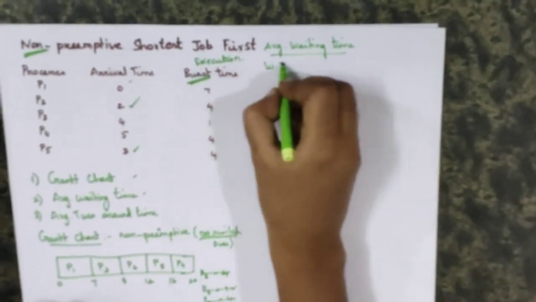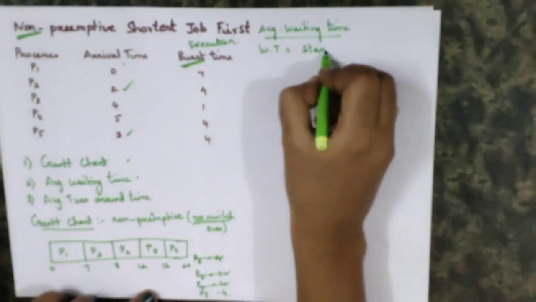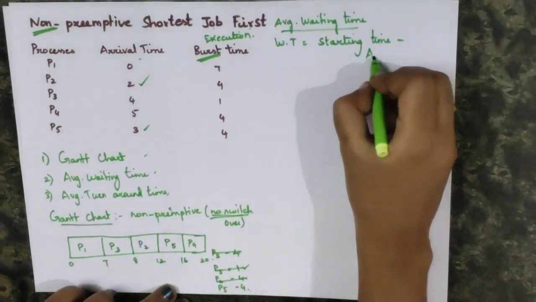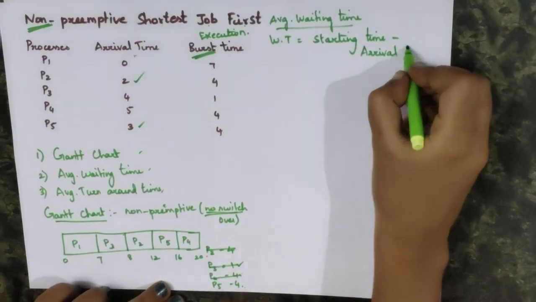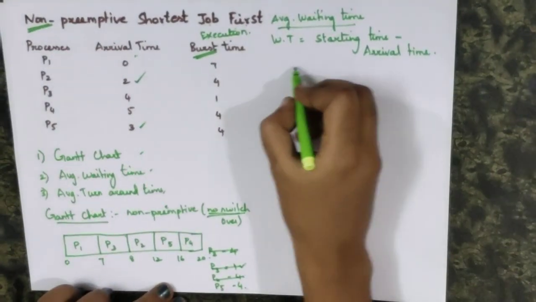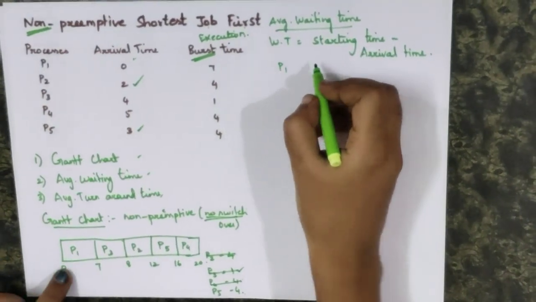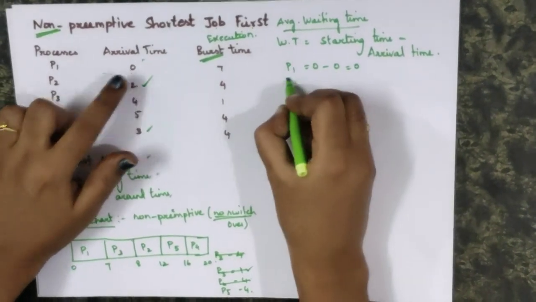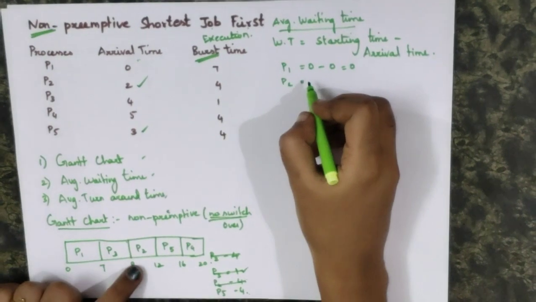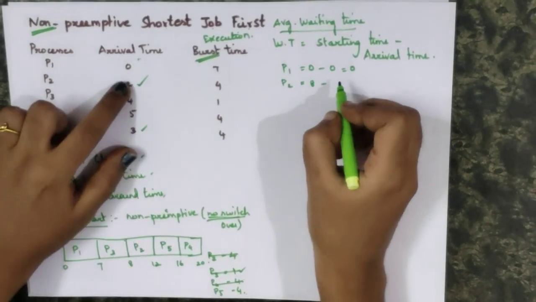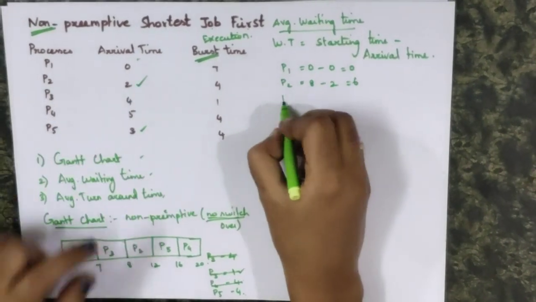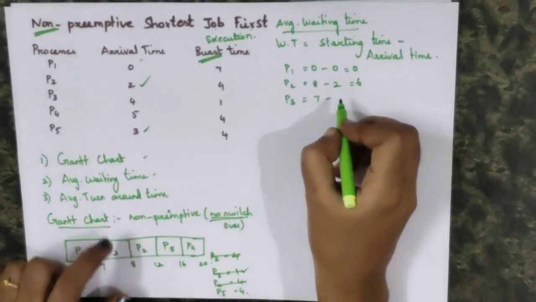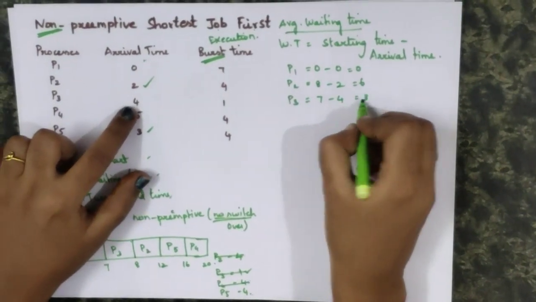So the waiting time formula is starting time minus arrival time. For P1 the starting time is 0 and its arrival time is also 0, hence 0. For process P2 the starting time is 8 and its arrival time is 2, hence 6. And for process P3 the starting time is 7 and its arrival time is 4, hence the answer is 3.